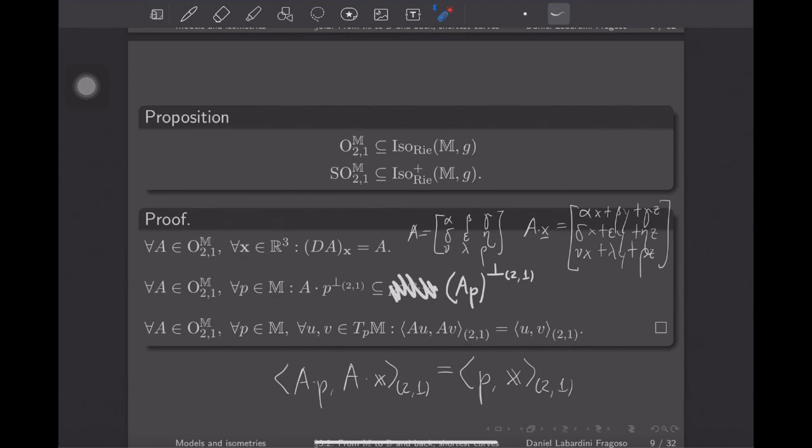For the moment I want to leave it there. Maybe when we see the upper half plane and the Poincaré disk, I'm going to go a bit deeper into this orientation preserving property.